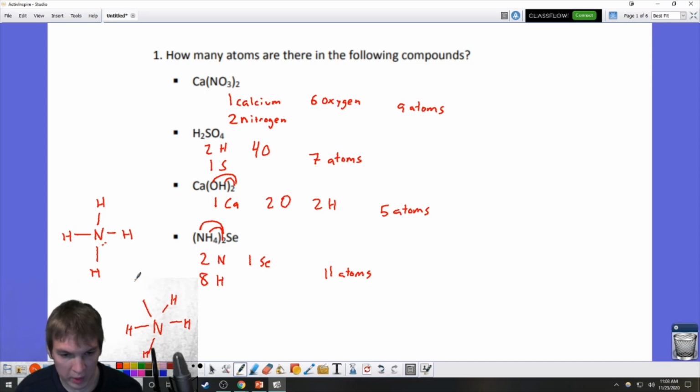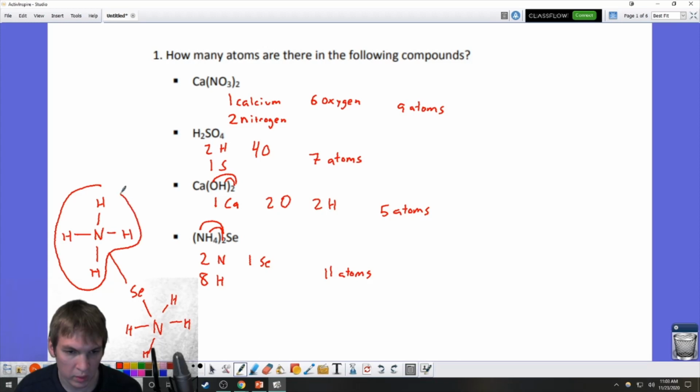And then I'm going to actually get rid of that lone pair. And then there's a selenium in the middle. Okay, so that's what the atom looks like. And basically what that 2 is telling us is that we want to make sure that this whole thing is grouped together. This NH4, that's one entire group stuck together.